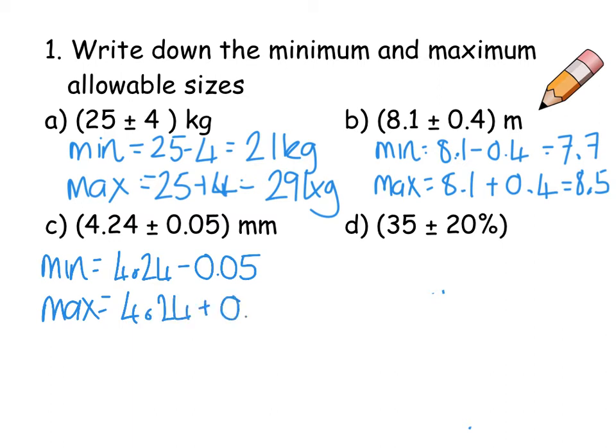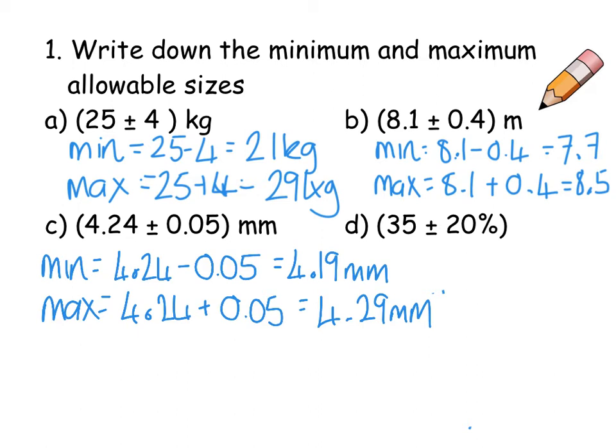So again, think of this as money, right? It's not millimetres for a second, it's money. That's £4.24, take away 5 pence. I bet you could all then tell me, well, that's £4.19. So 4.19 millimetres for that one. And for the maximum, you're adding 5 on to the 24, so it's 4.29 millimetres.